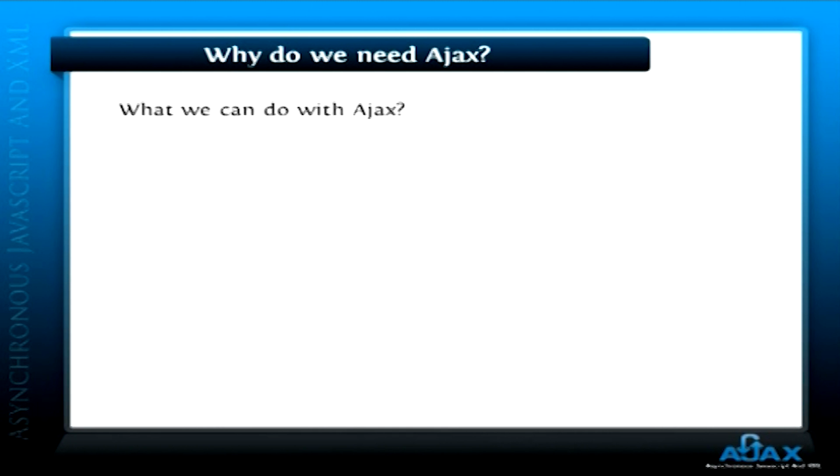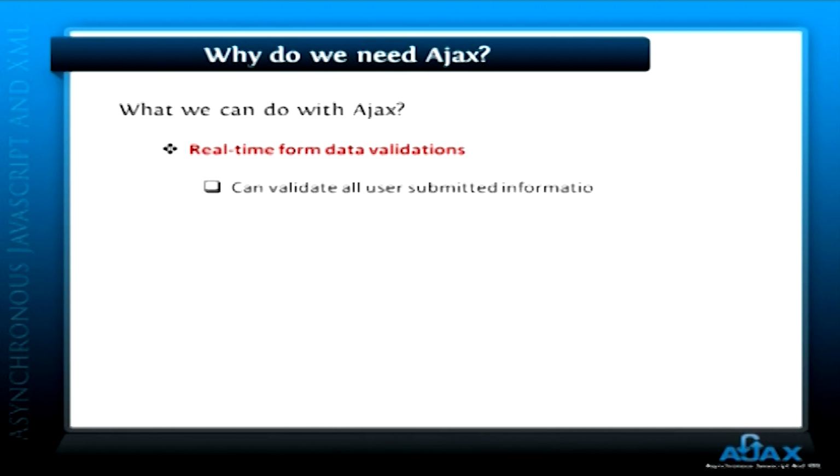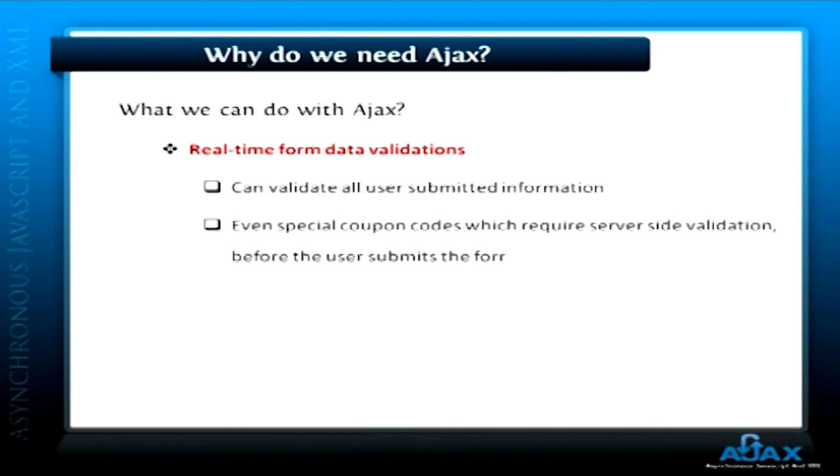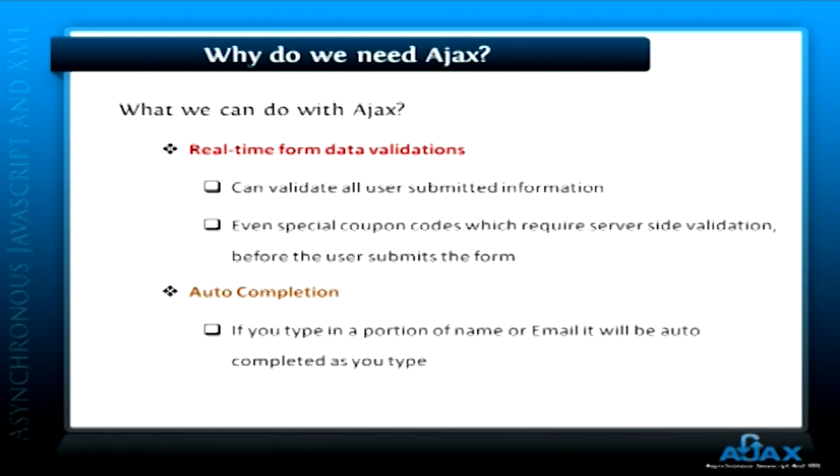Let's see a few examples for this. Ajax helps us to do real-time form data validations. Say, for example, we can validate all user-submitted information and even special coupon codes which require server-side validation before the user submits the form. Then we can do auto-completion. This you would have seen in many websites, where if you type in a portion of a name or email, it will be auto-completed as you type. This we can do with Ajax.